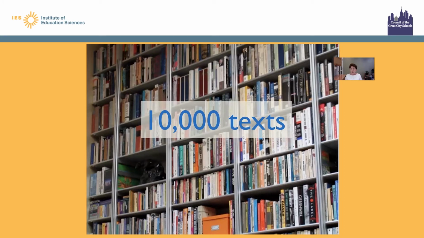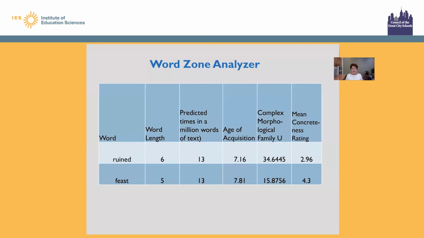And I applied these texts to a word analyzer, an app that I had somebody develop for me. And I tell you, these aren't that hard to develop. In my word analyzer, at the present time, I've got about 12 characteristics of words. So in a nanosecond, I can tell you about the distribution of words in a text, but I can also tell you about words like ruined and feast.